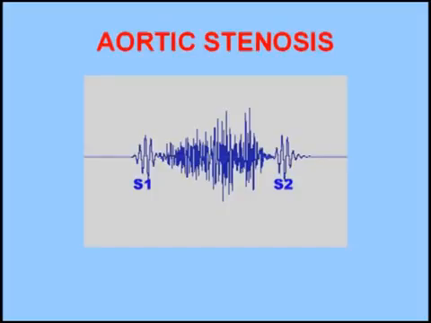The murmur of aortic stenosis is a harsh, diamond-shaped murmur as shown by this phonocardiogram. Listen to a patient with aortic stenosis. I will begin with 3 normal beats and then add the murmur.